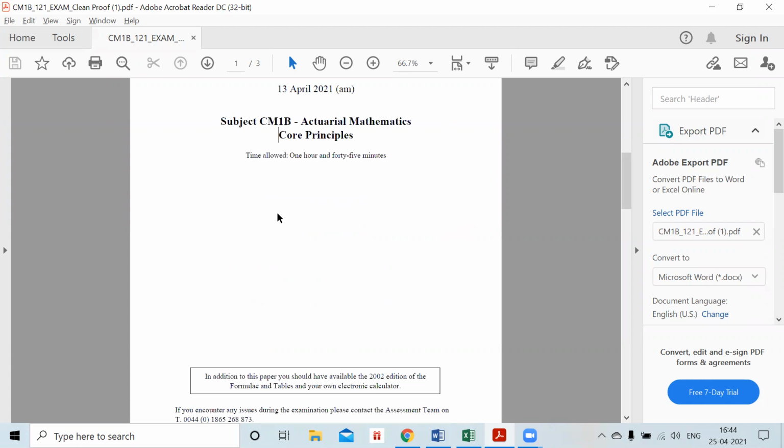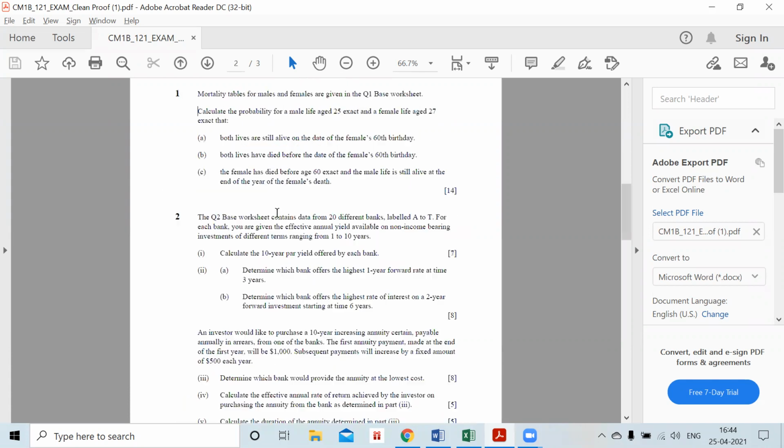So this paper was quite an easy paper, out of all the previous terms of CM1, whatever papers have come. This is the easiest paper which has come. Very straightforward, very direct. So let's see, starting with question 1.